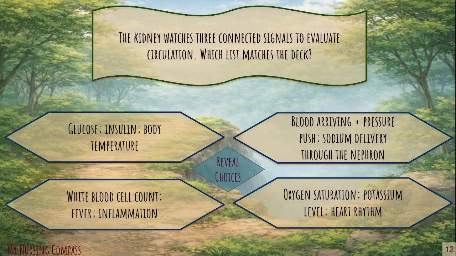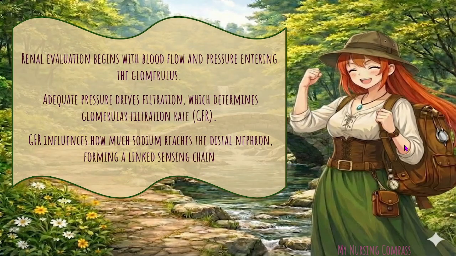Which ones are connected? If you chose blood arriving and pressure push, sodium delivery, you are correct. Renal evaluation begins with blood flow and pressure entering the glomerulus. Adequate pressure drives filtration, which determines glomerular filtration rate, GFR. Hold on a second. Is that related to our labs? You would be correct, and we will get into that on another slide deck. GFR influences how much sodium reaches the distal nephrons, forming a linked sensing chain.